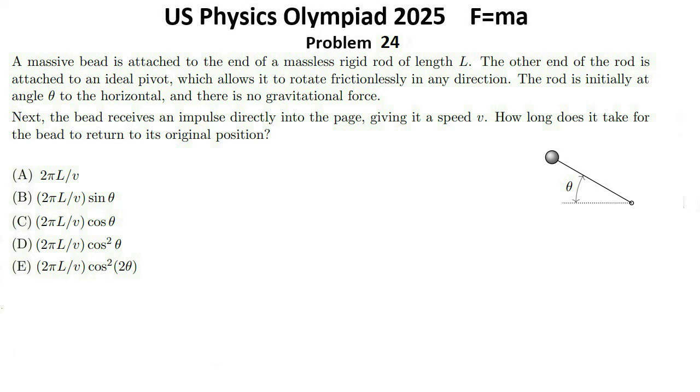Solution to problem 24. No matter what theta is, the bead always moves in a circle of radius L. The total distance it has to travel is 2 pi L, so the time is 2 pi L over v. This is answer A. And that was the solution to problem 24.